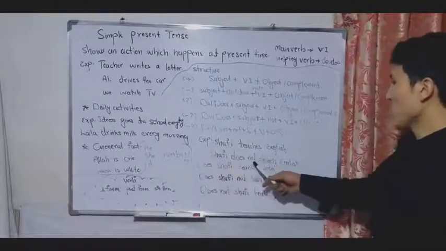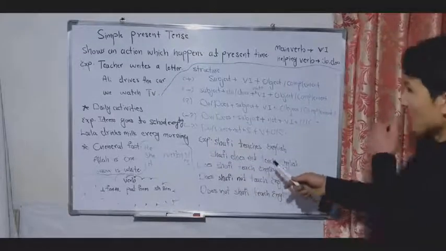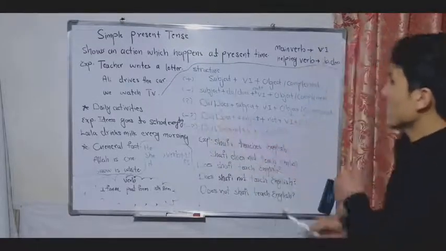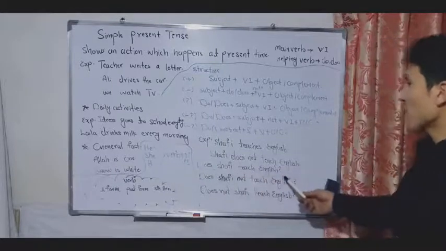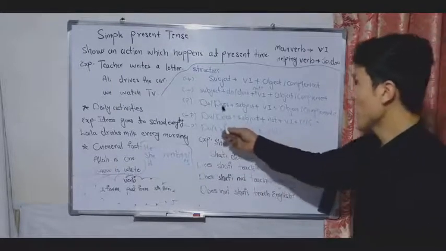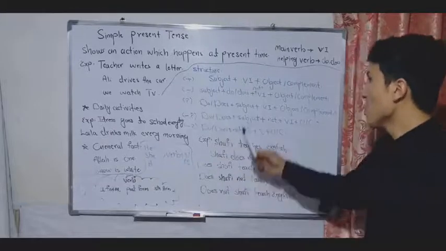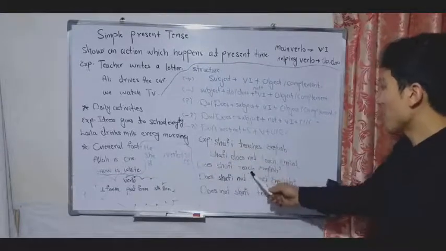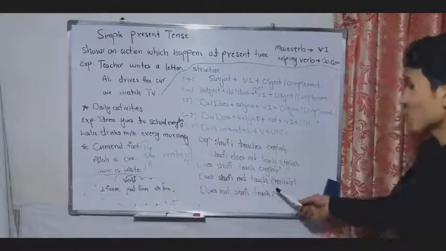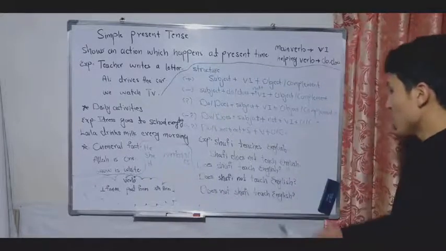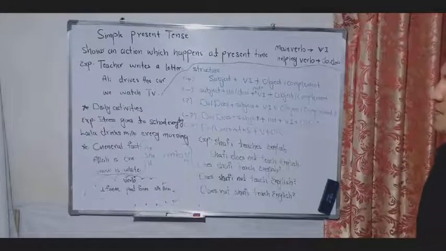Shafi does not teach English. This is the negative structure. Does Shafi teach English? And this is the interrogative: does plus subject plus verb plus complement or object. Does Shafi not teach English? Does not Shafi teach English?